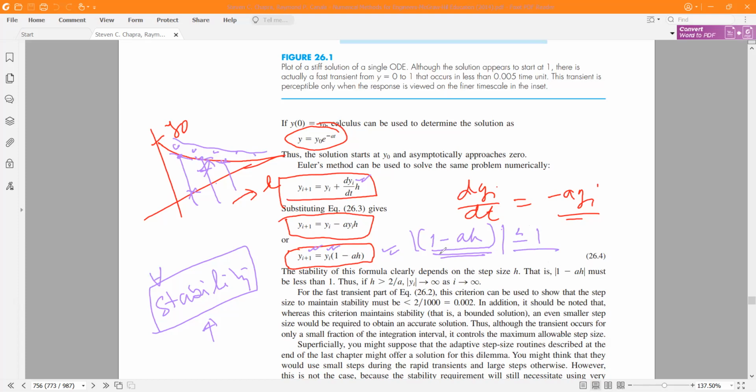If the magnitude is less than 1, that means this value should be from minus 1 to plus 1. As a result, you can easily solve this inequality. Then you can easily see that your step H should be less than 2 divided by A. If it is 2 divided by A or more, then this condition will be violated. Your H must be less than 2 divided by A in order to have a solution where this magnitude will be less than 1, and we will have a solution that will be inaccurate to some sense, but your solution will be stable.